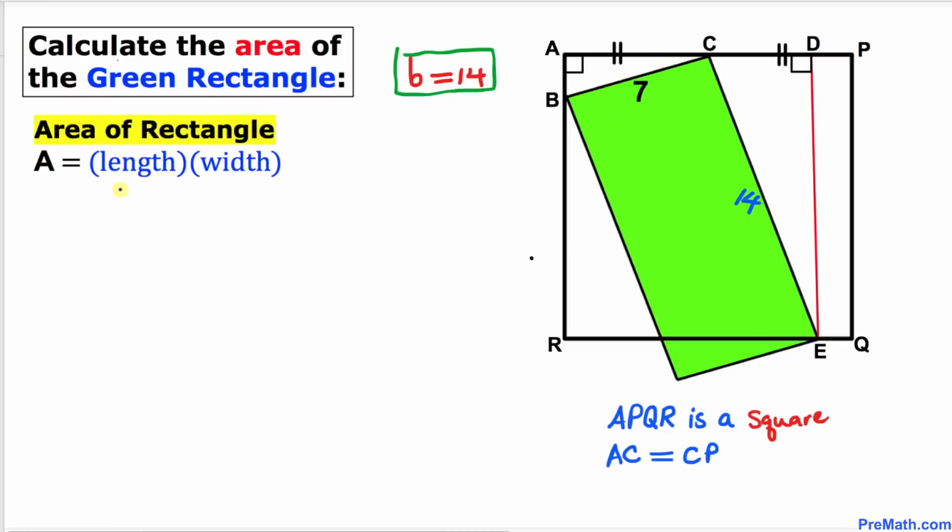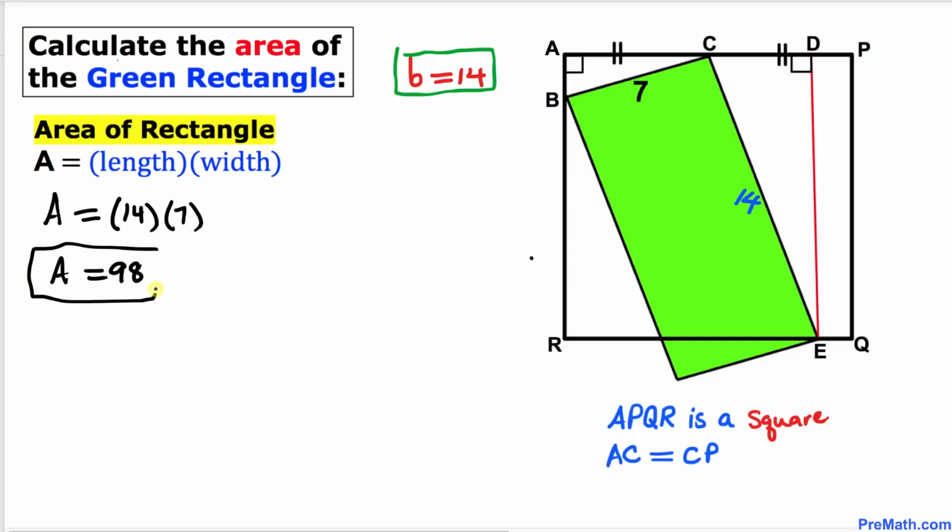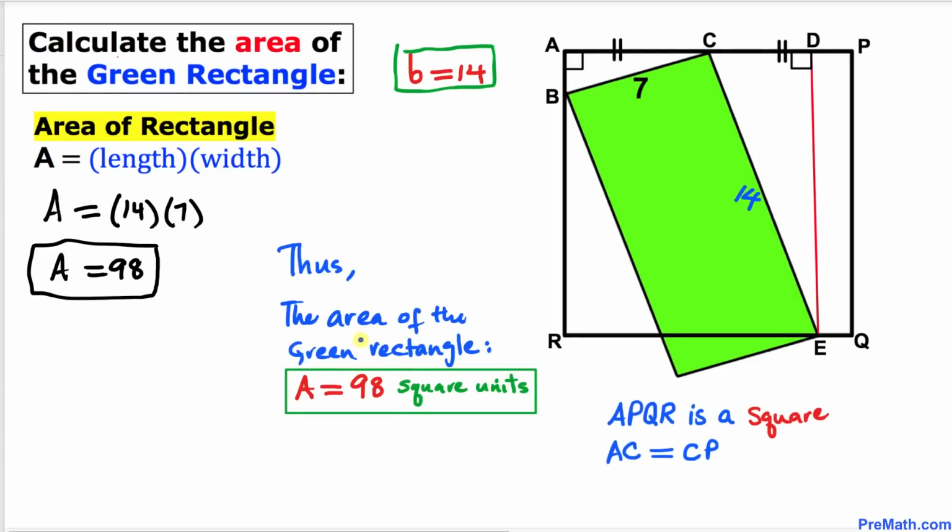And here's the area of rectangle formula. Area equals length times width. So therefore the area of this green rectangle is going to be simply 14 times 7. That means area turns out to be 98 square units. So thus the area of this green rectangle turns out to be 98 square units, and that's our final answer.